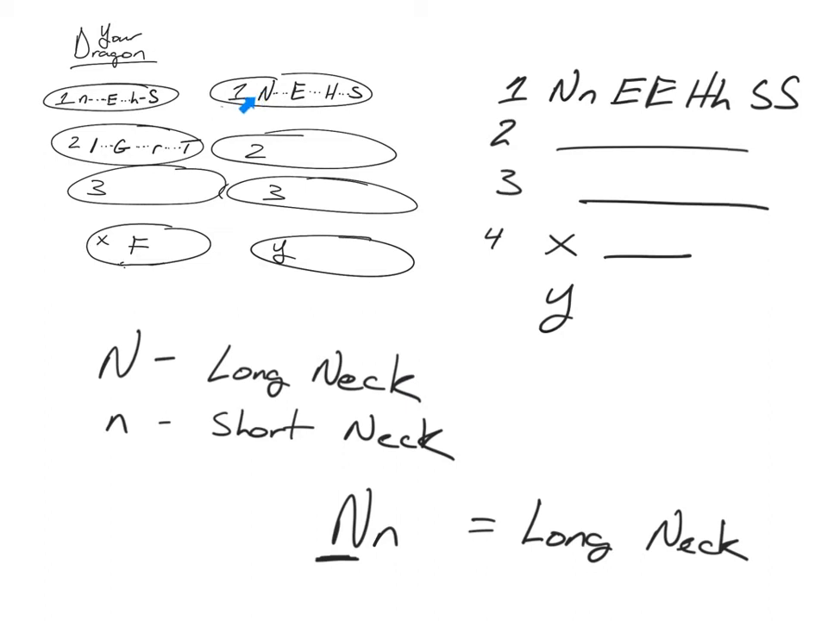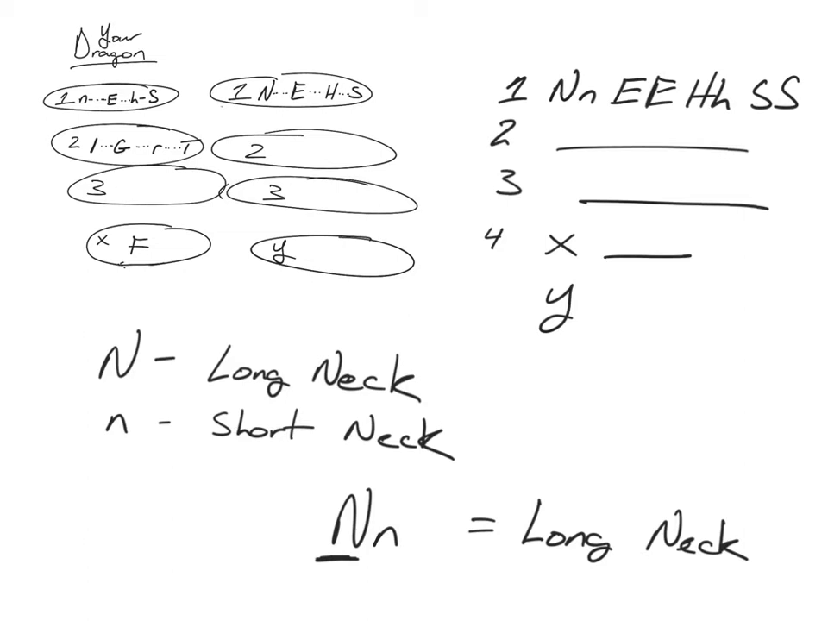Does that make sense? Because there's two of every gene. You see that? There's a big N and a little n. Some of you might have little n, little n. Some of you might have a short neck because you have two little n's. If you have two little n's, you have a short neck, you have no choice. If you have a big N and a little n, then you have the long neck. If you have a big N, what do you have?